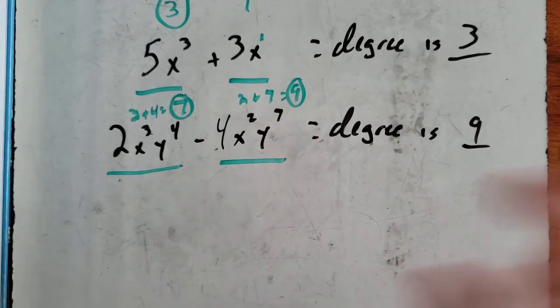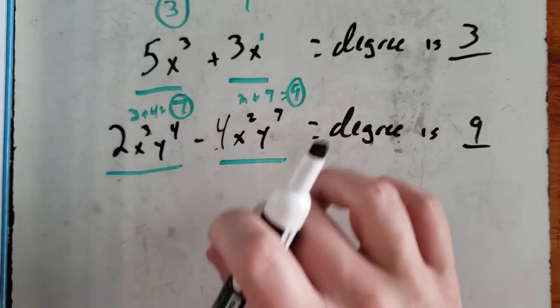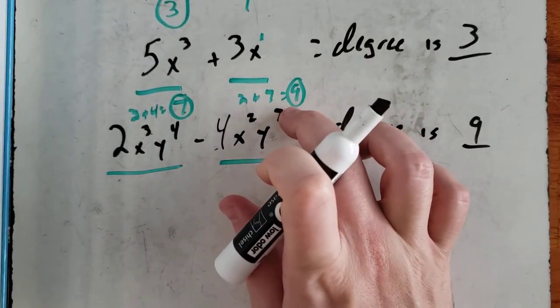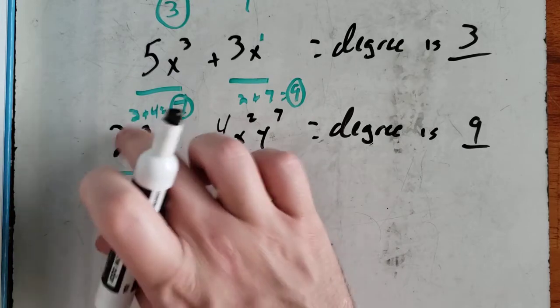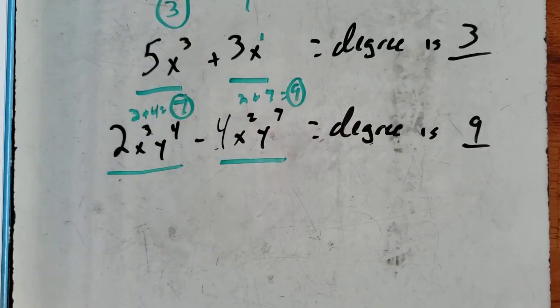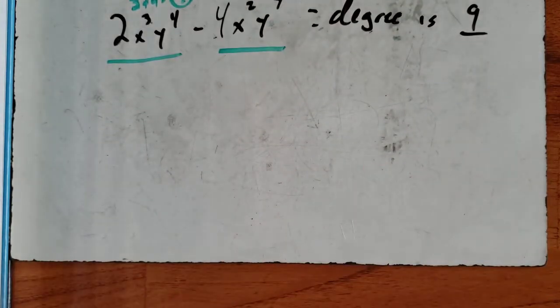That's our higher number. It doesn't matter that it's the second term and not the first one. It's the higher number. When you add the exponents, it's 9, more than 7, so that's the degree of the whole polynomial. Let's do one more.